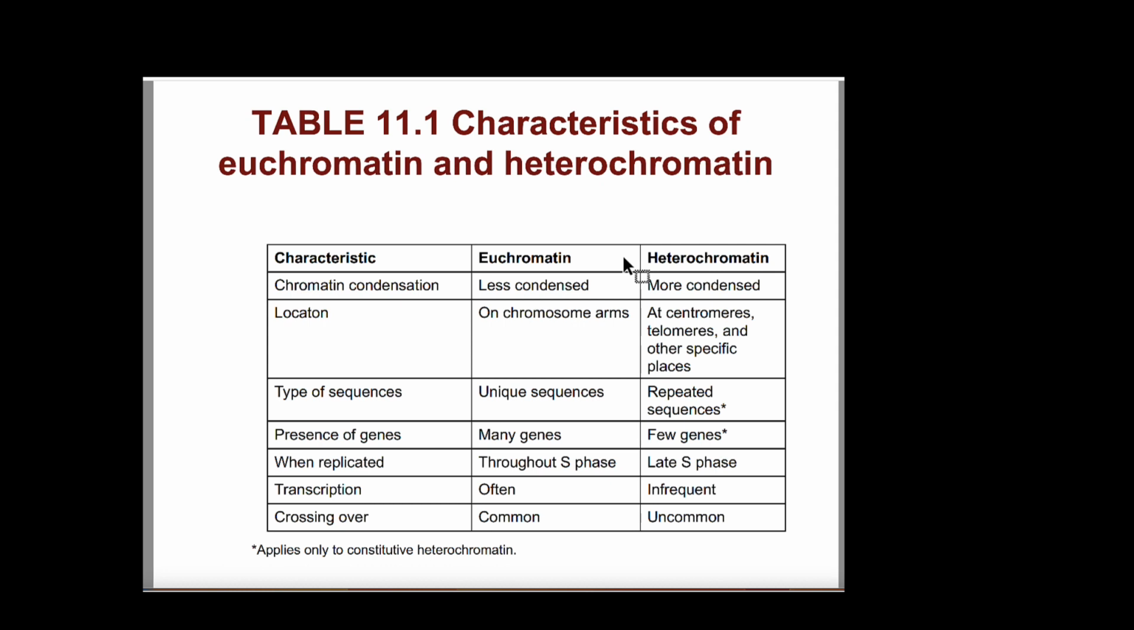This table here helps to provide some characteristics of the difference between the two. Euchromatin is going to be less condensed. Heterochromatin is going to be more condensed. Where is it located? Euchromatin is located on the chromosome arms, the areas of the chromosomes that have unique sequences that code for protein and are involved in gene expression. The heterochromatin is going to be more structural regions of the chromosomes, such as your centromeres, your telomeres, and other places that tend to be repeated sequences and don't code for protein. What you'll also see in this table is when they're replicated. They're replicated at different times. Of course, it's in the S phase, but at different times of the S phase.